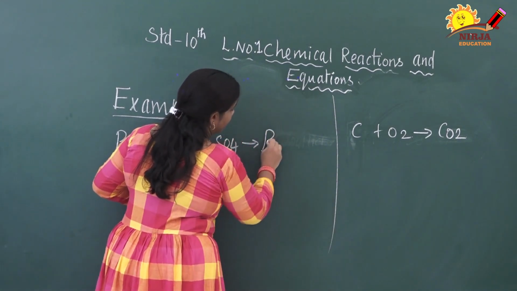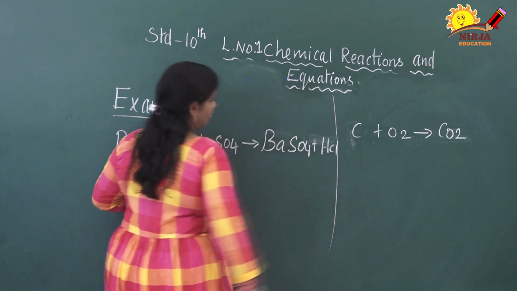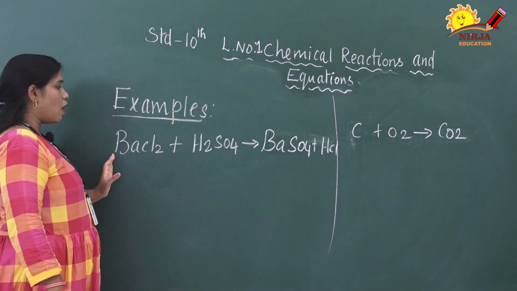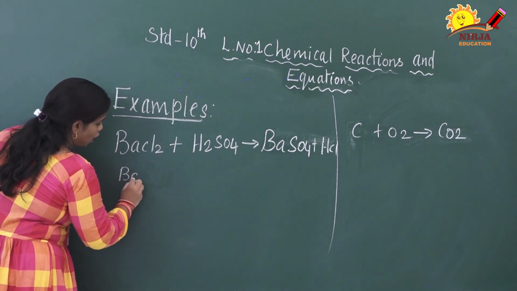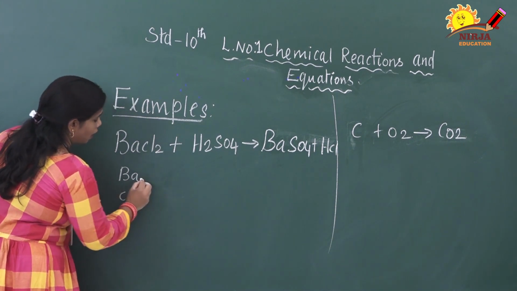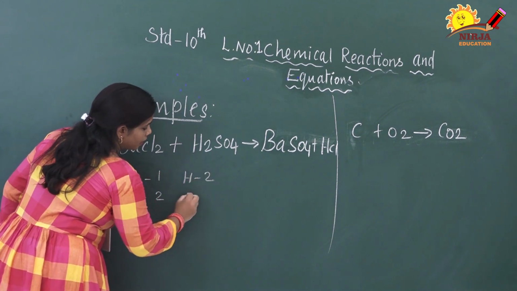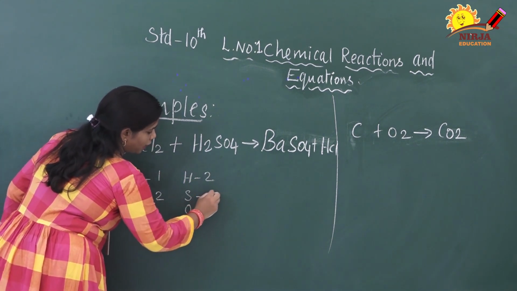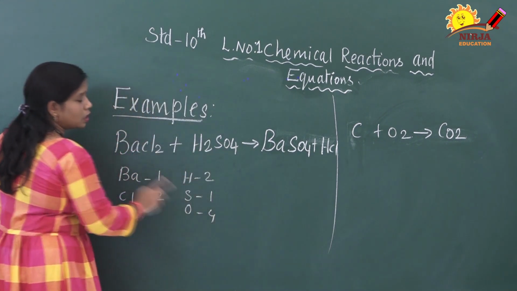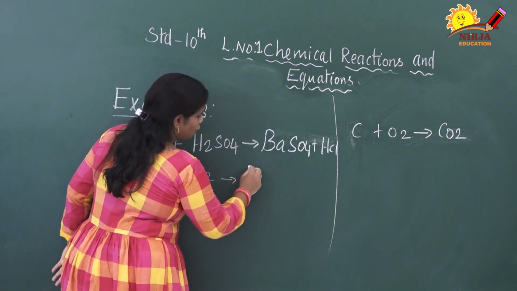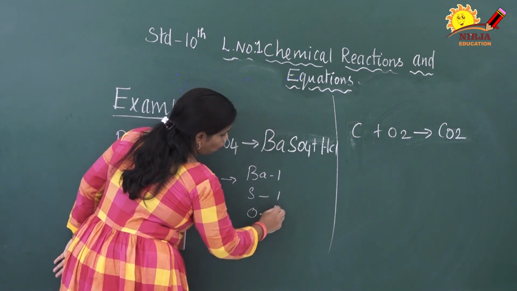Here I am writing a little bigger, BaSO4 plus HCl. This is the byproduct. Now we have to balance the equation. So here I have to write barium and chlorine, two components. Barium is 1, chlorine is 2, hydrogen is 2, sulfur and oxygen: S is 1 and O is 4. On this side, Ba is 1, S 1, O 4.